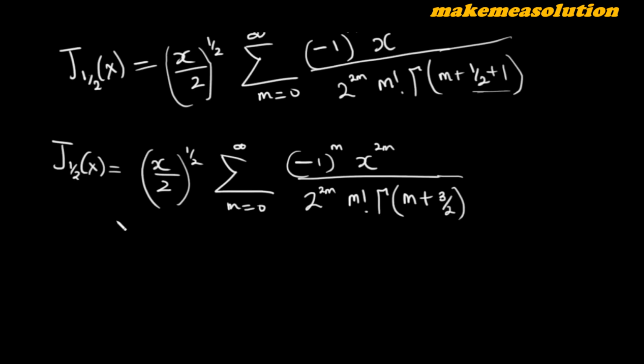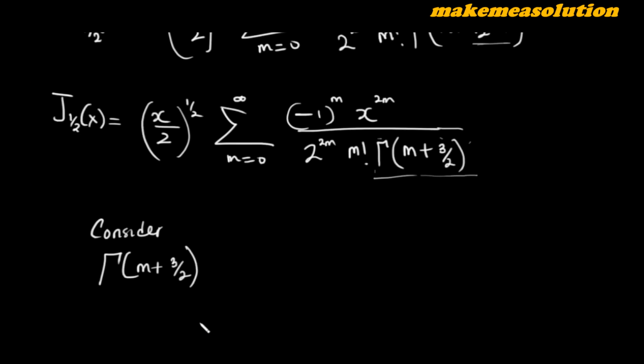So the secret of actually getting the solution to this problem lies in this part of this formula. So let's consider gamma of m plus 3 over 2. Now if you consider gamma of m plus 3 over 2, it's still the same thing as writing gamma of (2m plus 3) all over 2. Okay, when you simplify by LCM, 2 times m is 2m plus 3, then everything divided by 2.